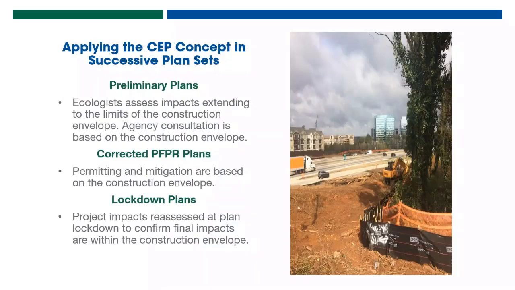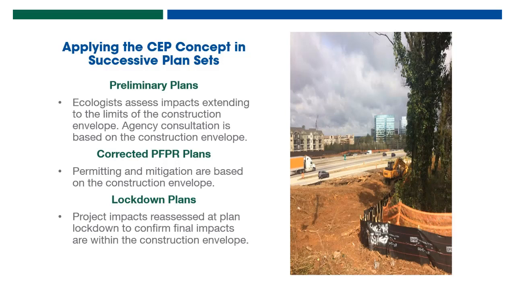In this scenario that I've just described, lockdown plans don't go away. Say we've applied for a permit at corrected PFPR plans and we've obtained the permit authorization. Well, then lockdown plans are still a step in our PDP, and because they are, it provides us, I mentioned risk earlier, well, if we do still have that time built into our schedules, it's not a comfortable amount of time, but it is an adequate amount of time to address any permit changes.